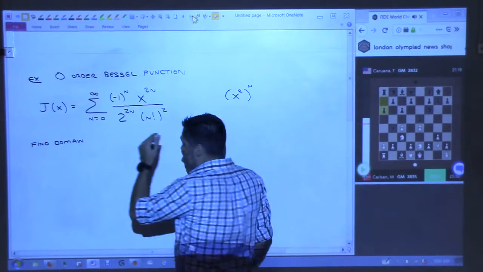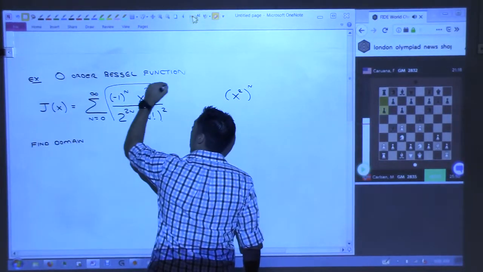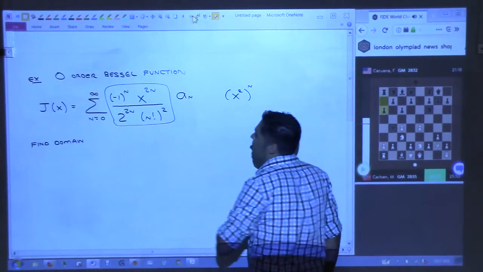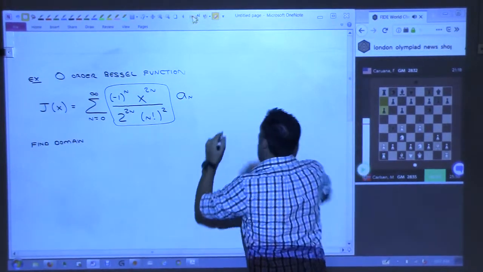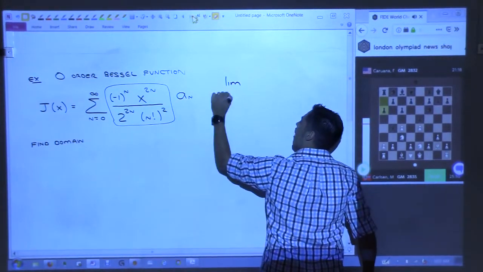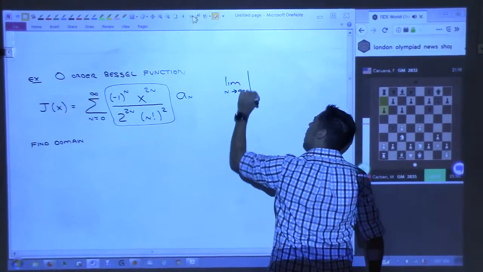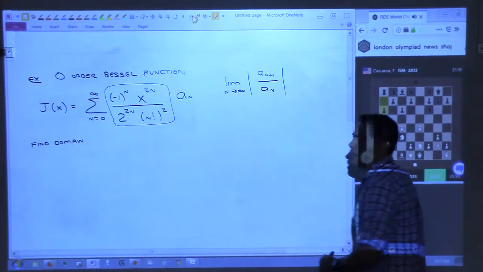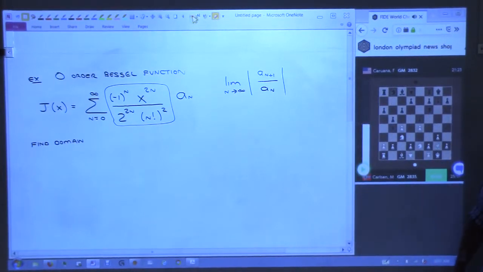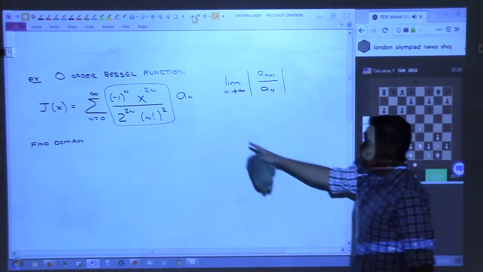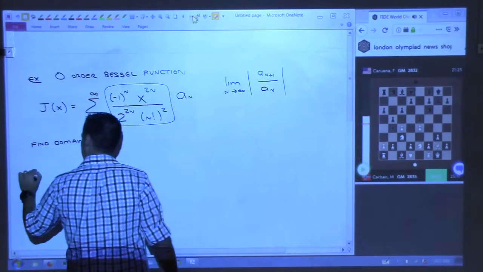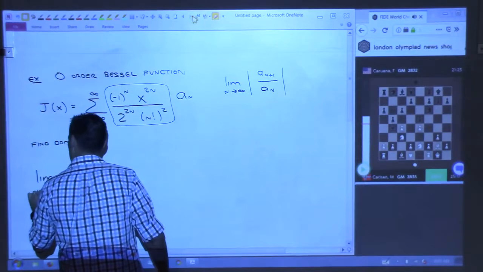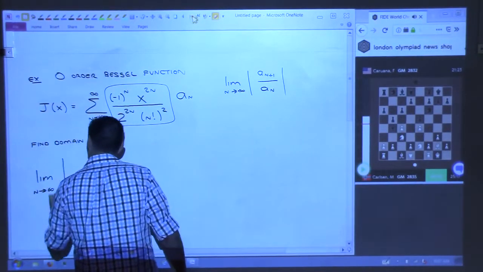So this is our a sub n, the whole thing. And remember, the ratio test says that we need to do the limit as n goes to infinity of the absolute value of a sub n plus 1 over a sub n, right? That's the ratio test. So I need to plug n plus 1 in for all this. Limit n goes to infinity. It's going to be a big, big mess.